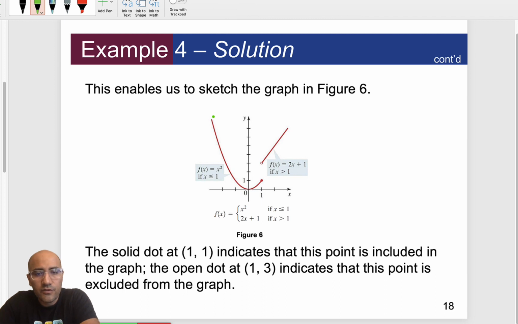We follow the instructions on the parabola up until we get to this value. It's a closed circle. And then we jump over and follow the instructions of the straight line. Right? This would be a straight line that continues this way, but we're only going to have this little ray starting from this point, which was the point 1, comma 3.